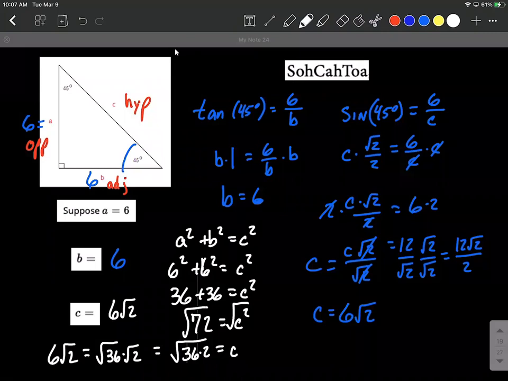All right, hope this helps in setting it up and labeling our sides. Get down SOH CAH TOA. It makes a big difference. And also memorize the three angles, the 30, 45, and 60, as you plug them into these trigonometric functions.